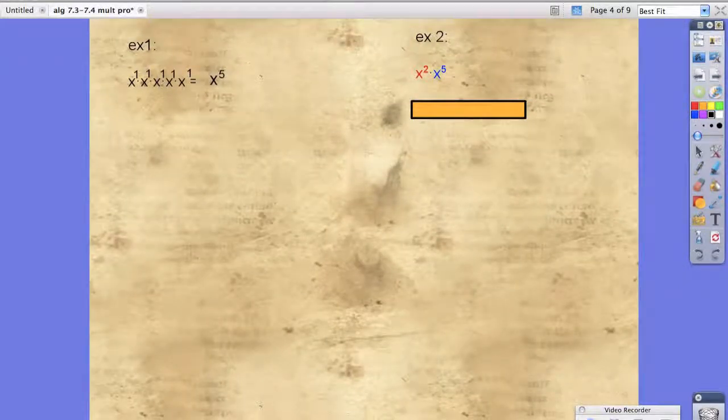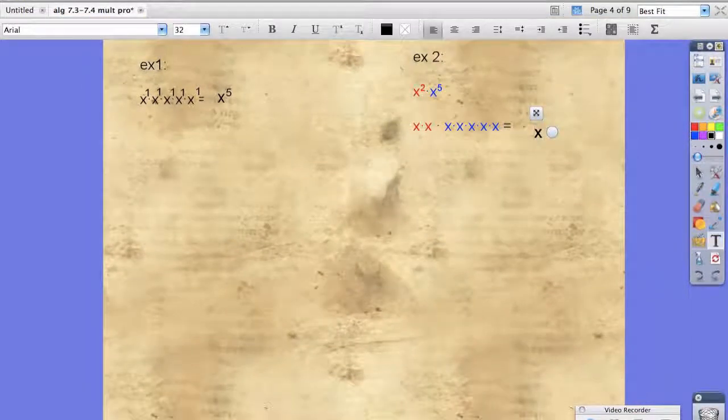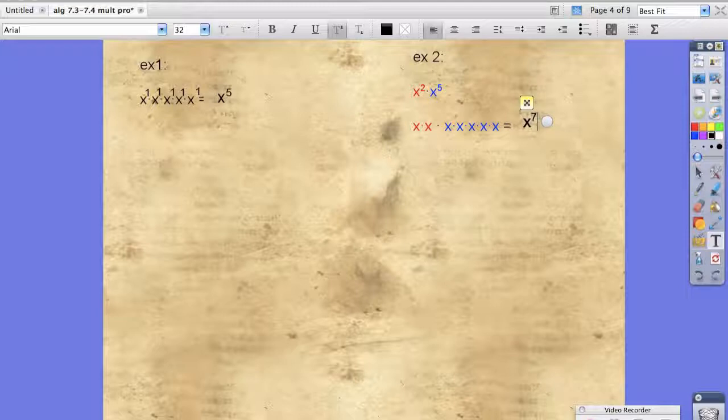Example 2, we have x squared times x to the fifth. Slightly more spicy than the rest of them, so what we're going to do is we're going to break them down. So x squared, you know this is in red, x to the fifth is in blue. So when we break it down, x squared is the equivalent of x times x, and x to the fifth is x times x times x 5 times. Now, because we're multiplying these values with the same base, the base being x, you're left with x to the 7th power because there are 7 of them.